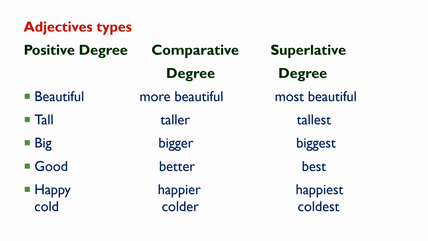I gave some adjective types. Look at here. Positive degree, comparative degree and superlative degree. Beautiful, more beautiful, most beautiful. It is a word with more syllables. Tall, taller, tallest. Big, bigger, biggest. It is ending with G. Good, better, best. Happy, happier, happiest. Cold, colder, coldest. Good, better, best is a different word because it is an irregular adjective. There are different forms in the adjectives.